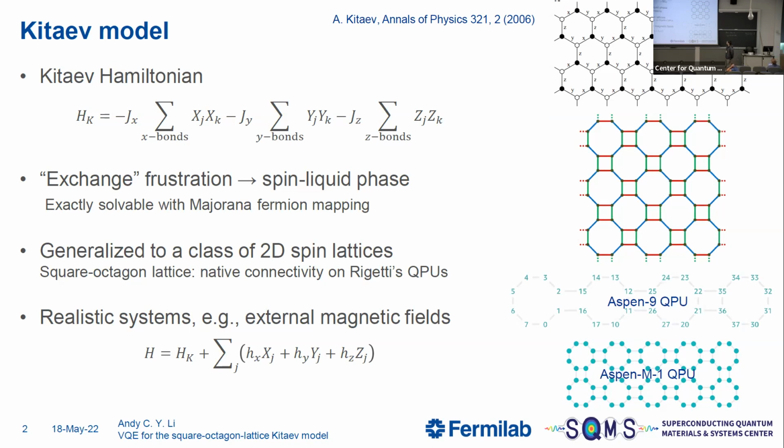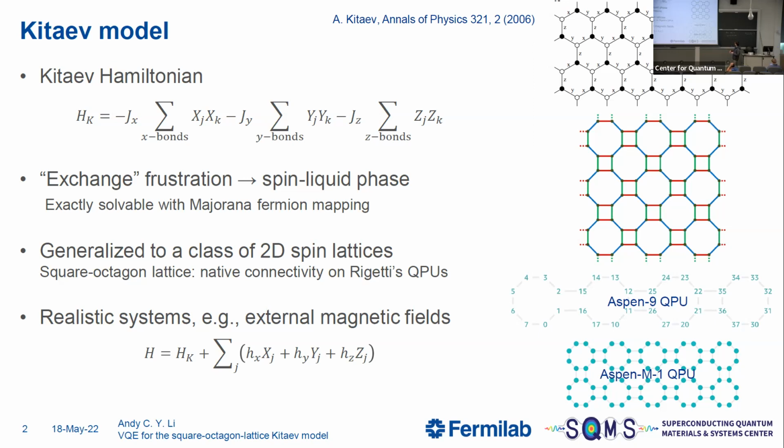A very important feature of this model is that each spin is coupled with other spins with different coupling types, so it can be generalized not just to the honeycomb model, but to a class of different 2D spin lattices. In particular, the one we are looking at is the square-octagon model. The reason is that we are thinking about a VQE application that could be natively applied on the Variational QPU.